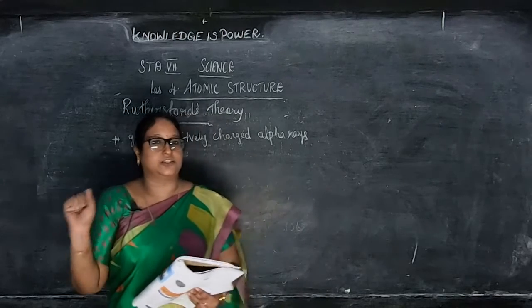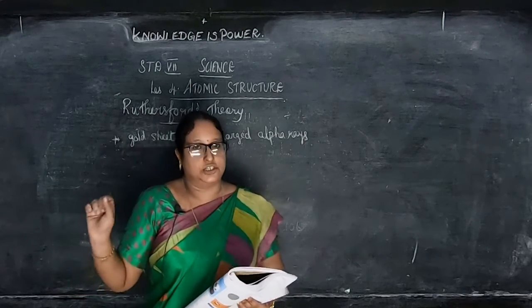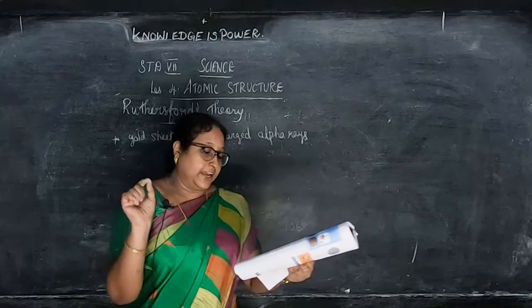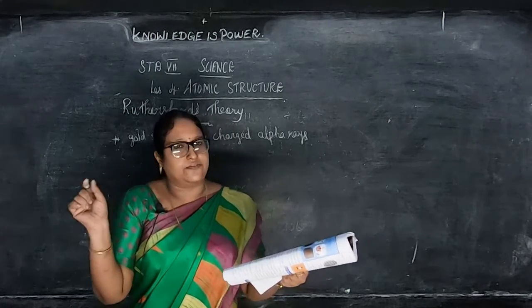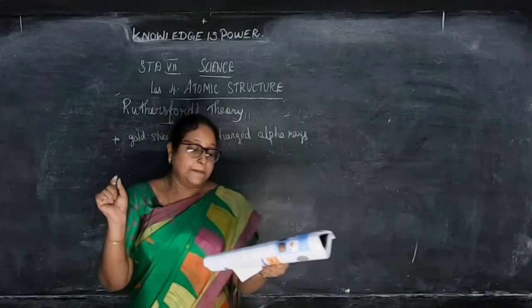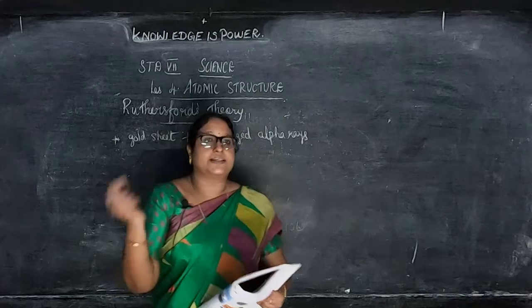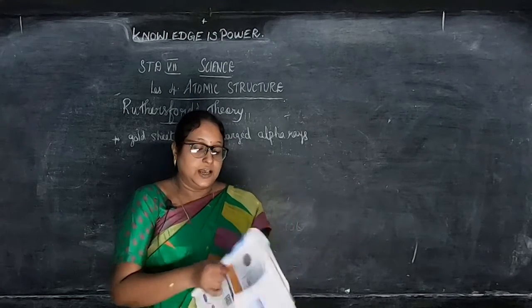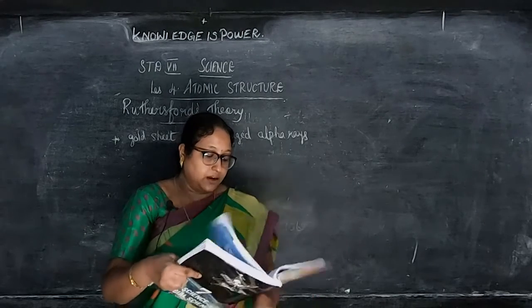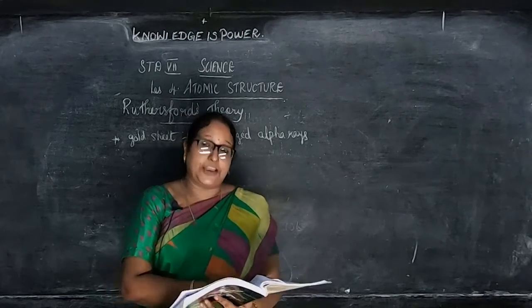So all the rays did not pass through the sheet. Only a small portion of the alpha rays traveled with great velocity and passed through the gold sheet, but a few were turned back, that is, came back from the sheet. And here Rutherford proposed his famous theory.